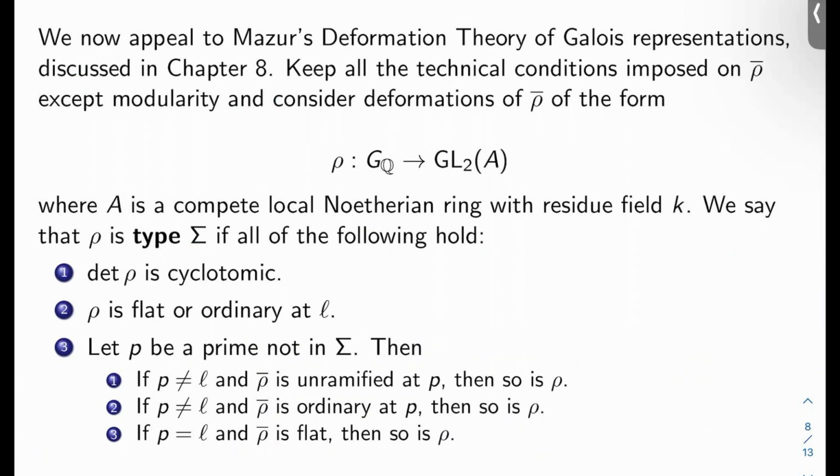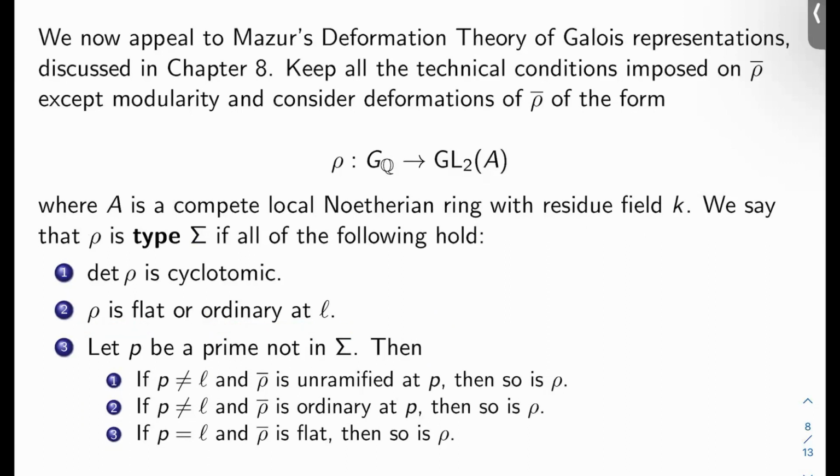We're going to keep all the technical conditions imposed on rho bar except the modularity, and we're going to consider deformations of rho bar of the form rho from G_Q to GL2 of A, where A is now just an arbitrary complete local Noetherian ring with residue field K. We're going to say more broadly, and I think a little bit more intuitively, that rho is type sigma if all of the following hold. Det rho is cyclotomic. We always want that. Rho is flat or ordinary at L. We still want rho to be semi-stable at L.